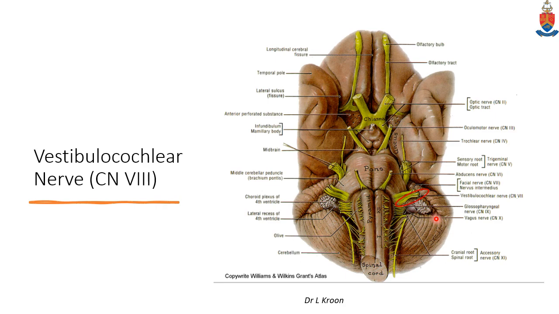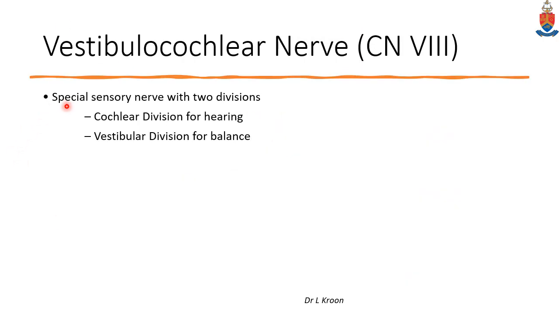Okay, well now I'm going to move to the vestibulocochlear nerve, the 8th cranial nerve. This should really be considered as 2 separate nerves, the cochlear division as well as the vestibular division. And that's how I will approach these. We'll begin with the cochlear division. So the vestibulocochlear nerve is a special sensory nerve. It's the only special sensory nerve in the brainstem.